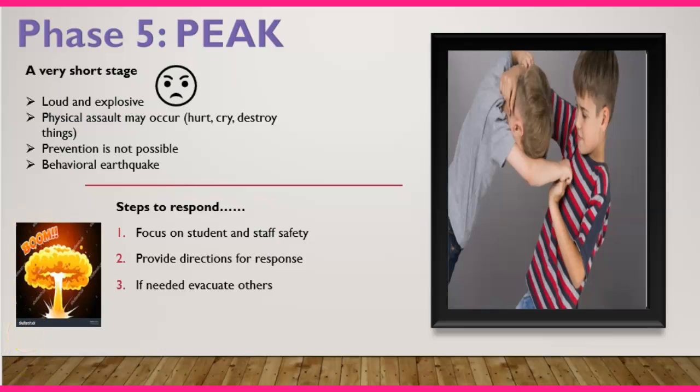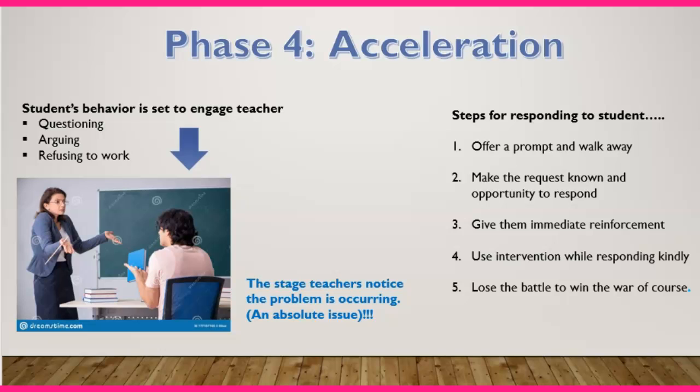Let's go back to the acceleration stage, which is phase 4. The student's behavior is set to engage the teacher, like questioning the teacher, arguing back and forth with the teacher, and actually refusing to do the work. This is the stage where the teacher notices the problem because the student is trying to provoke the teacher and get the teacher's attention that they are just not having it.